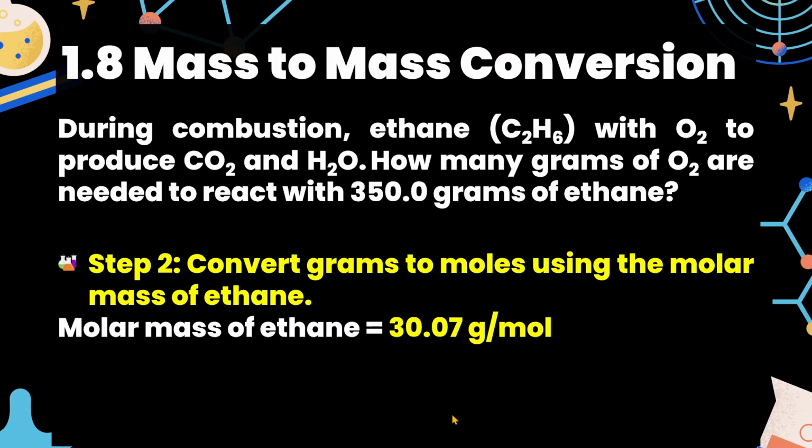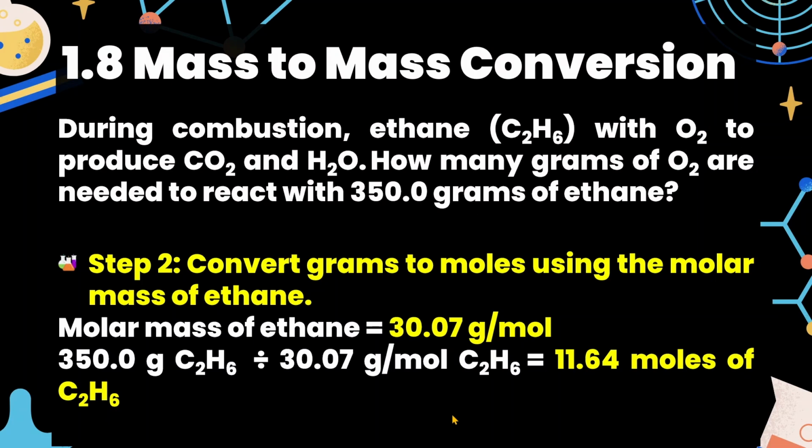So using this molar mass, we'll convert it into moles by dividing the mass by the molar mass. So the mass is 350 grams divided by the molar mass, 30.07, we'll get 11.64 moles of C2H6.